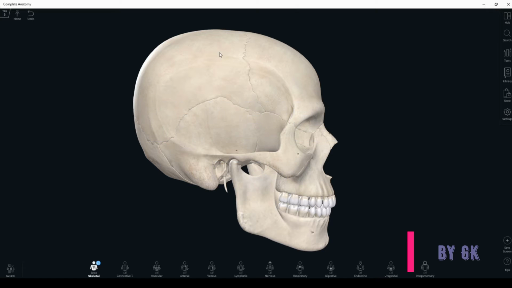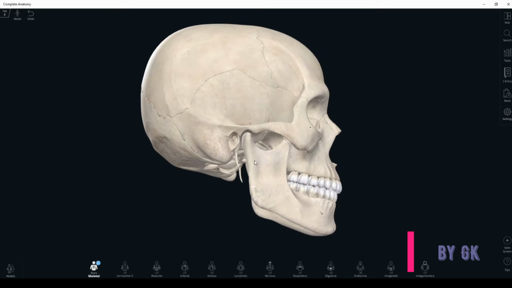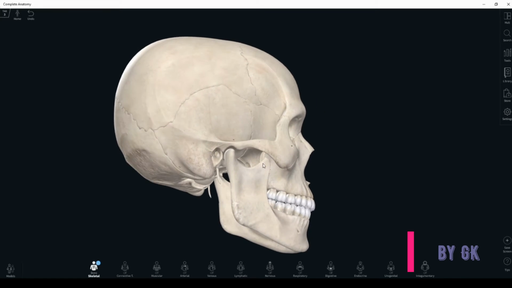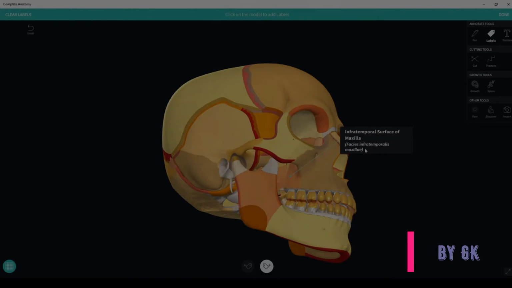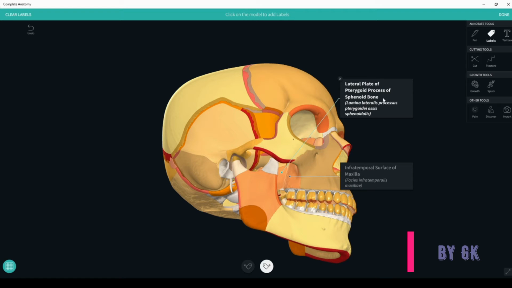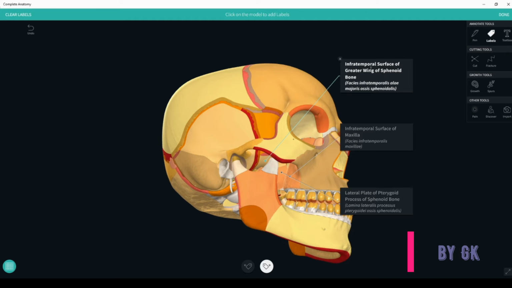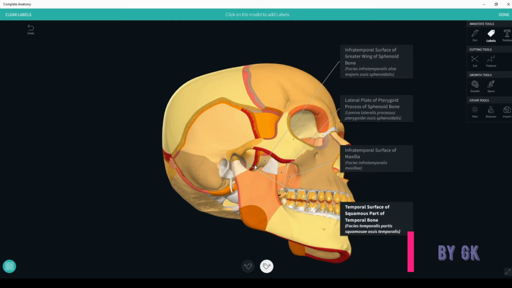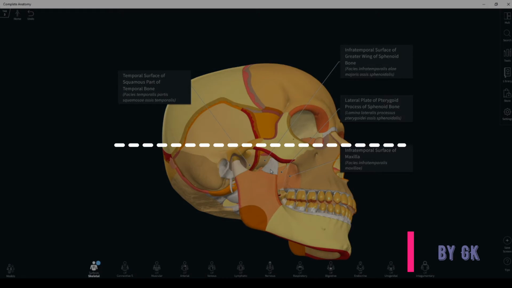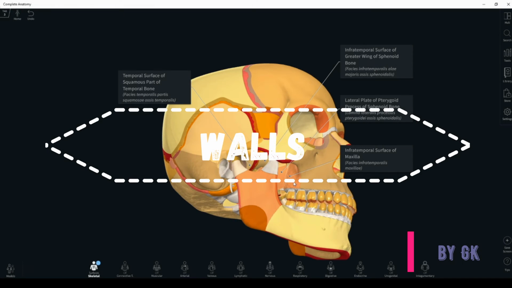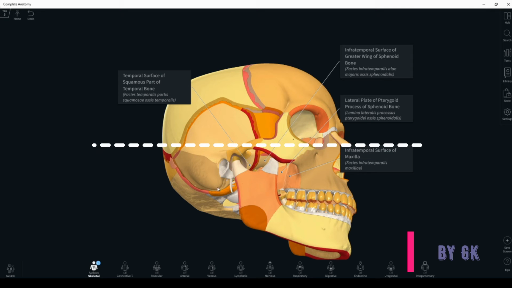The next topographical unit of the lateral norma is the infratemporal fossa, which is formed by bones with their infratemporal surfaces, such as the infratemporal surface of the maxilla, the lateral plate of the pterygoid process of the sphenoidal bone, the infratemporal surface of the greater wing, and part of the temporal bone. All of them fuse together to form the walls: superior wall, anterior wall, medial wall, and lateral wall.